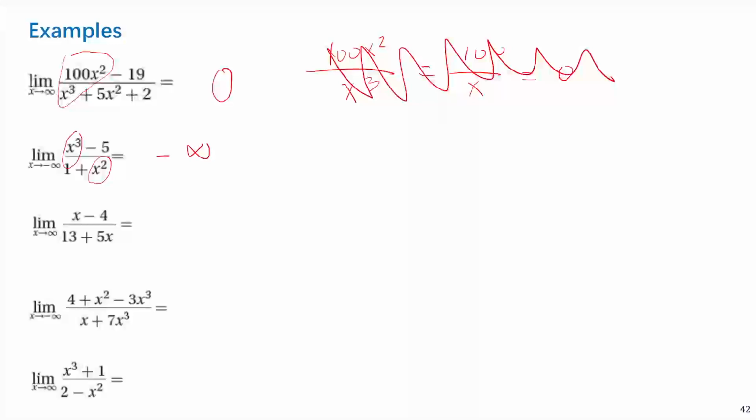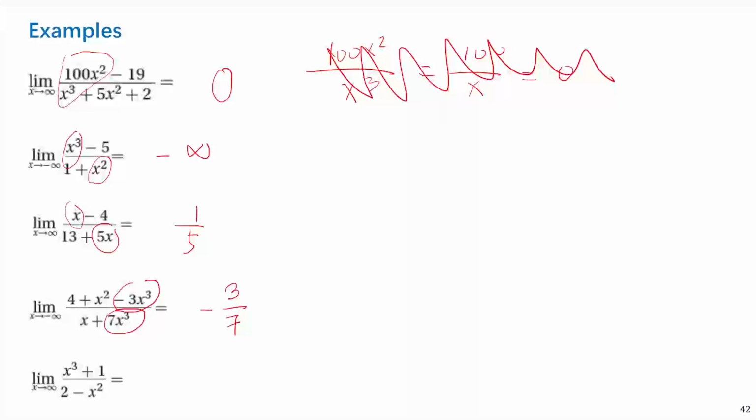Next one, the ratio between the two highest parts is x over 5x, which is 1/5. So when x approaches positive infinity, this will give you 1/5. Next one, the highest order term is negative 3x cubed over 7x cubed. So when x approaches negative infinity, the ratio between these two polynomials will approach negative 3 over 7.